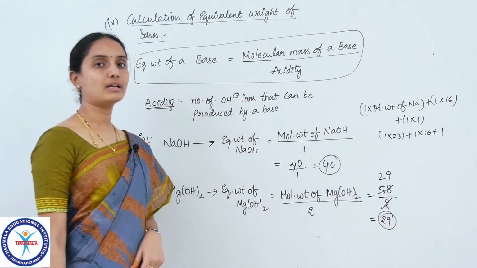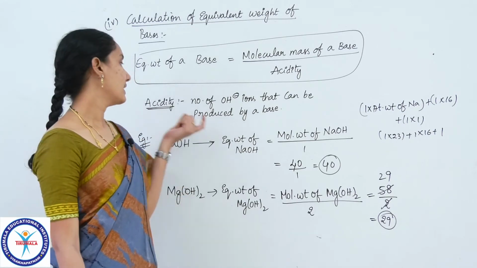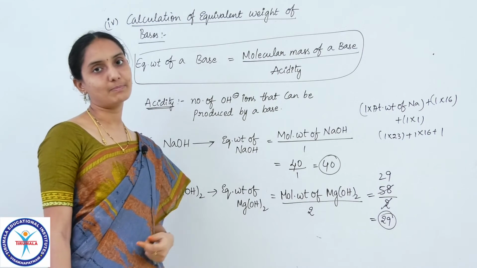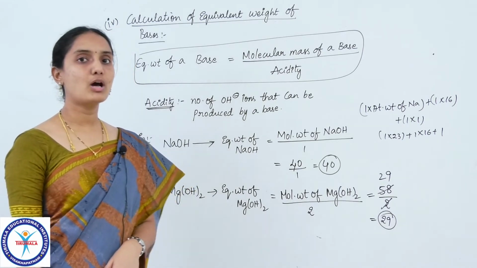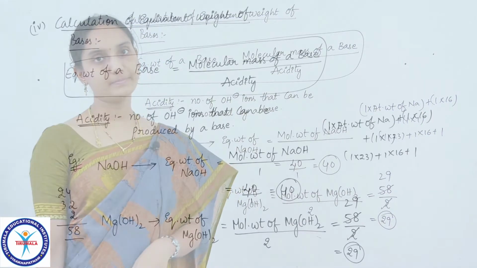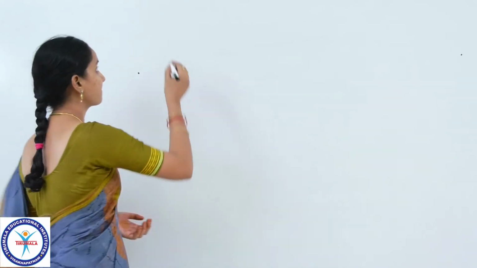In such a manner you have to calculate for a base. So for a base, equivalent weight can be calculated by dividing the molar mass of that particular base by its acidity. What is acidity? The number of OH minus ions that can be produced by a base. Now the next category is calculating the equivalent weight of salts.